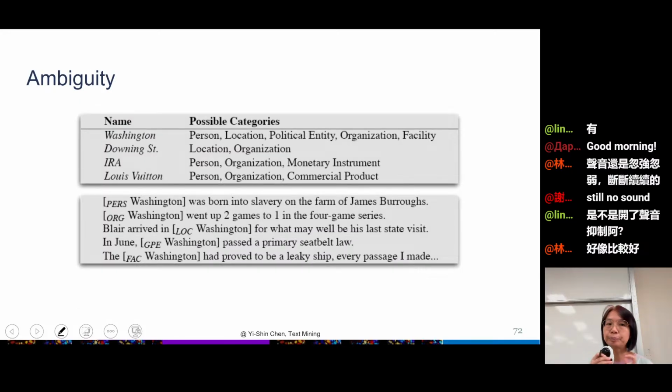But there's a problem. For example, today we see a term called Washington. Washington can have different types of categories. It could be a person named Washington. It could refer to a location, like Washington, D.C. It could be a political entity. When we mention Washington, we're probably talking about the organization, the United States government. You can also have different kinds of things, like a different organization, all talking about Washington. So they have this ambiguity problem.